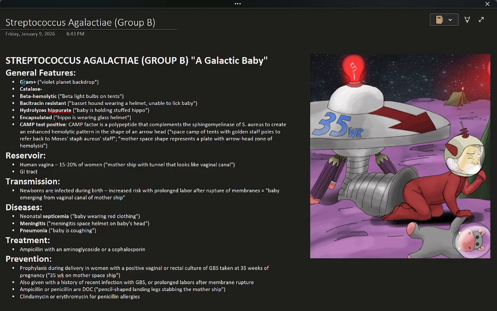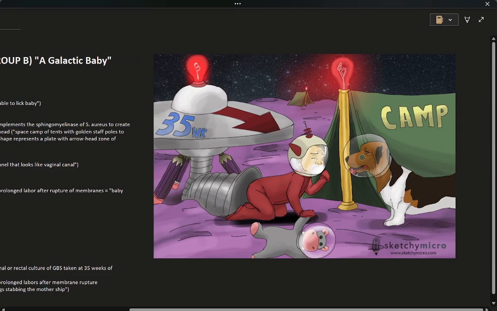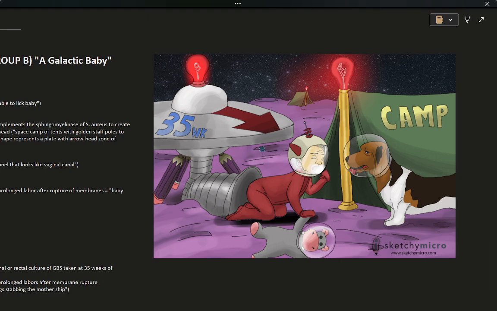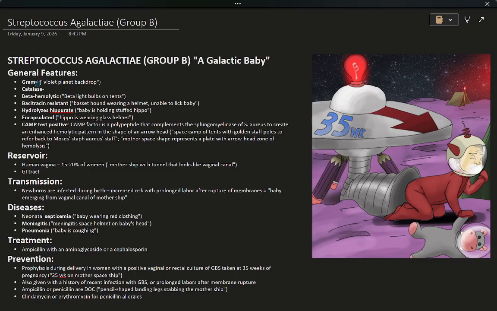It is a gram-positive organism, and this is going to be represented by a violet planet backdrop. So here we're in a planet. Look at the surface of the planet we're in. It is violet in color, and that signifies it's a gram-positive bacteria. Because remember, gram-positive staining yields a purple-like stain on a culture plate because of that peptidoglycan cell wall layer.